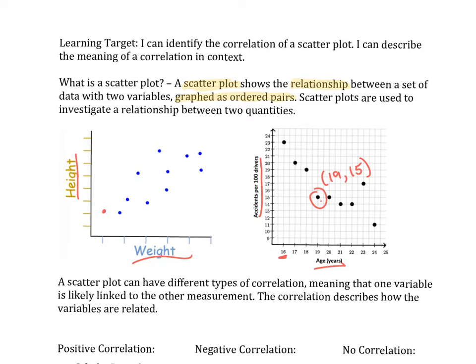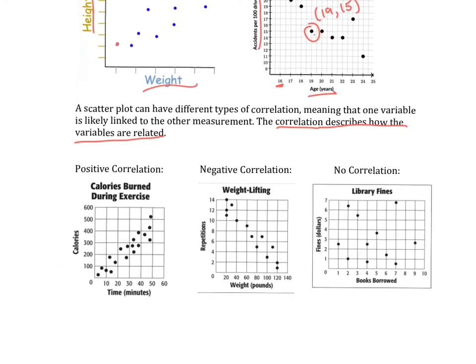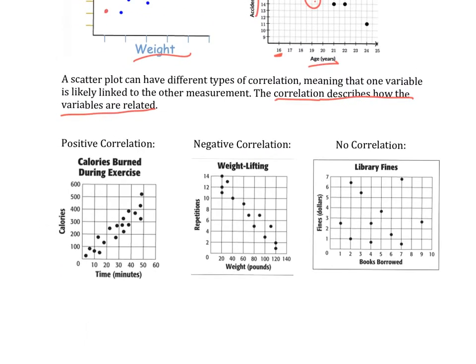Okay. So the correlation then describes how these variables are related. Okay, the correlation describes how the variables are related. So we have some different types of correlation. The first is we have positive correlation.